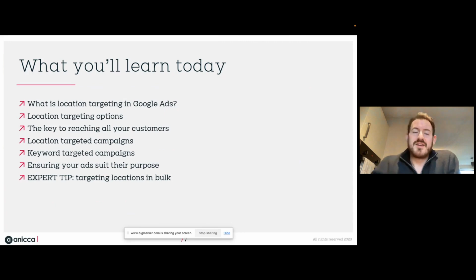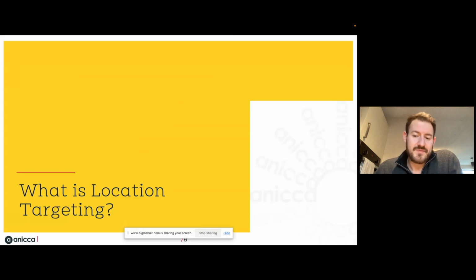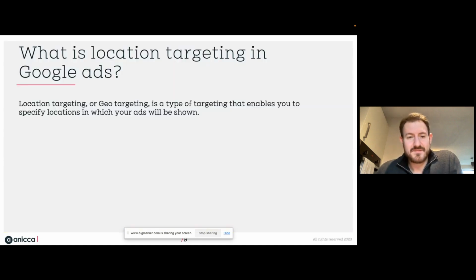And you will find in the handout section the downloadable version of this presentation today. So I've laid the information out specifically for the expert tip section in a relatively helpful manner, so that you could potentially follow along with the information in there and hopefully use that expert tip to help your business. So let's get started with what is location targeting.